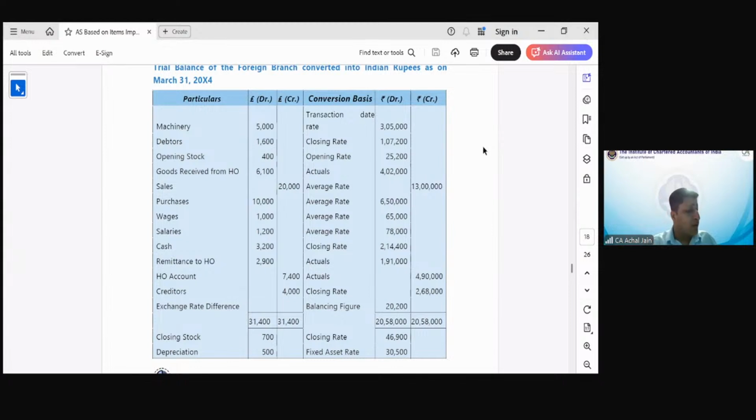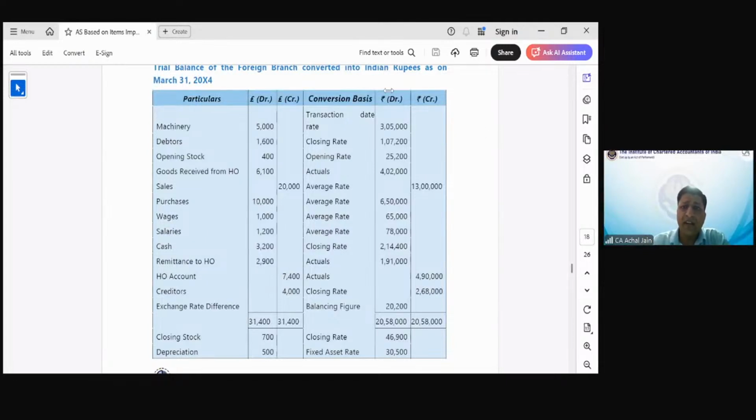Now, can you tell me how you compute the average? I'm sure you would have computed it. There are three rates given. What basis have you considered for computing the average? Very good. Anil says opening plus closing divided by 2. If you are given three rates, don't take all three and compute the average. That will be incorrect.